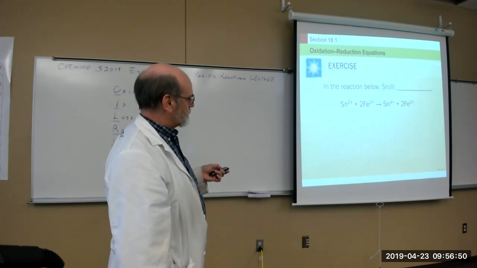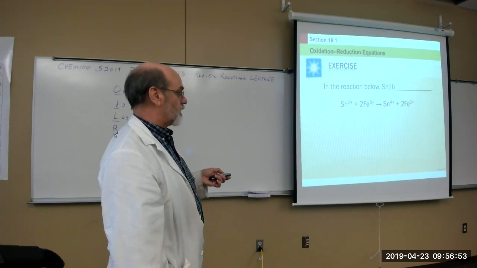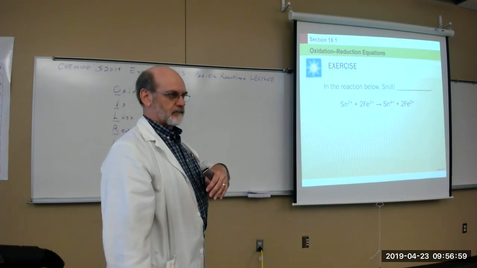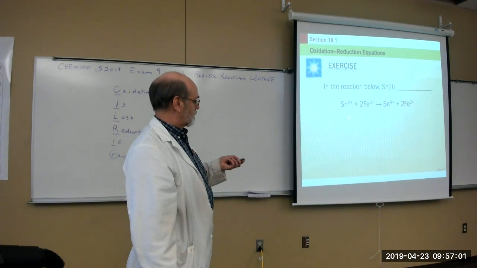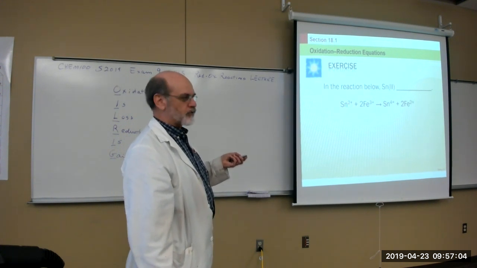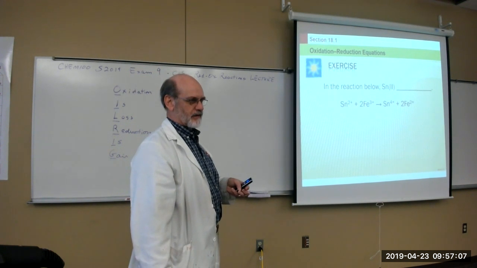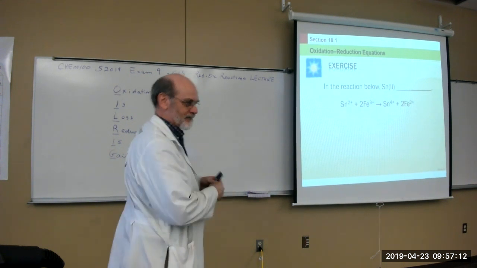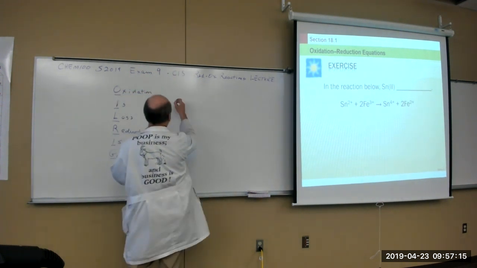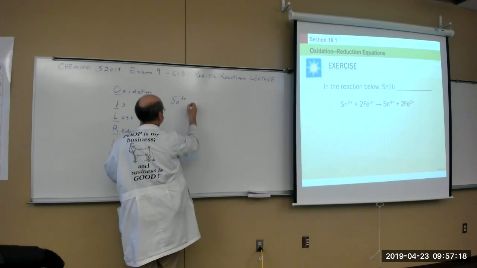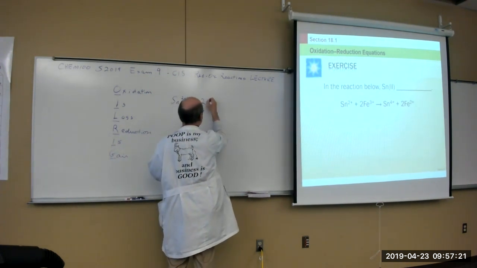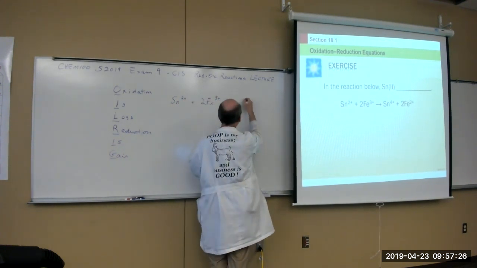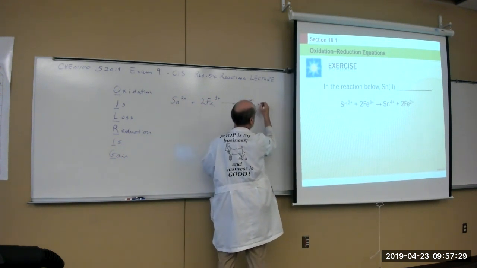So if Sn 2+ goes to Sn 4+, have we added electrons or subtracted electrons? What if we add an electron to a 2+? What does that do to it? It goes from 2+ to 1+, doesn't it? All right? Let's do it this way. Once you get over this hurdle, ways of thinking of how electrons move, I think everything will fall into place.